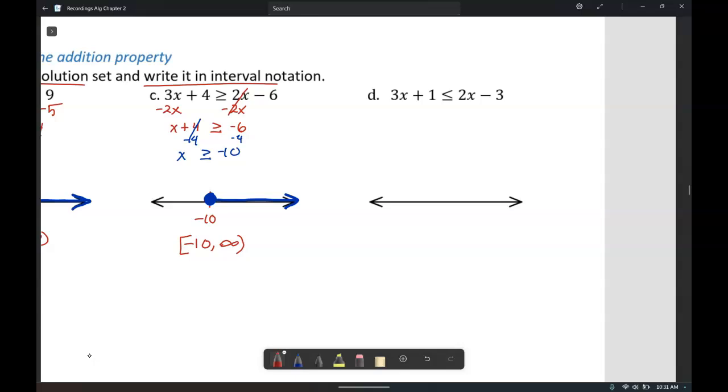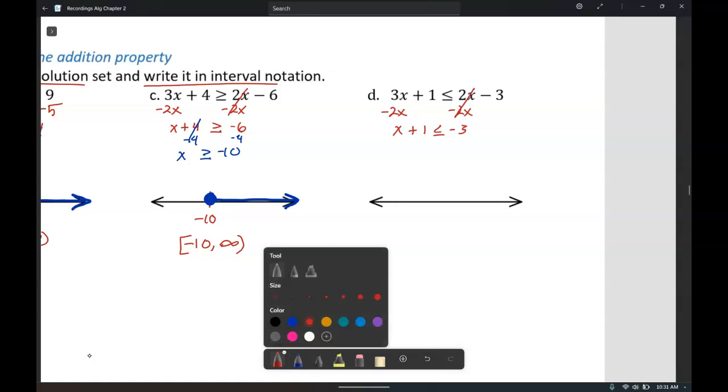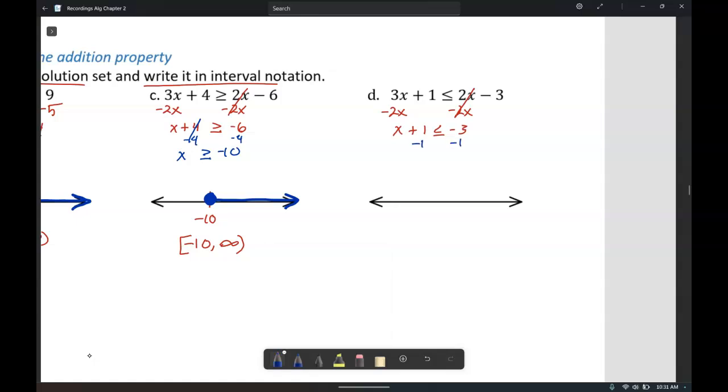Next one, we'll keep going. We want to subtract 2x from both sides. X plus 1 is less than or equal to negative 3. Then we can subtract 1 from both sides. X is less than or equal to negative 4.